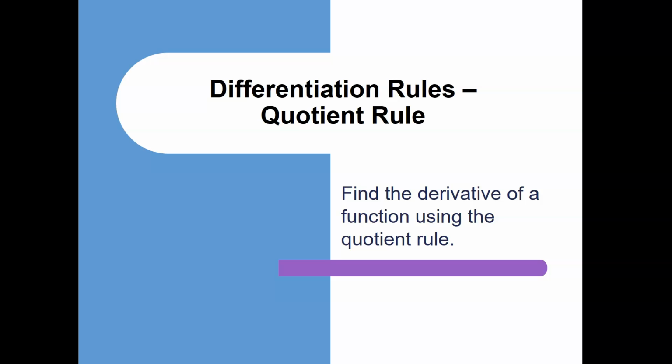What does the word quotient mean in mathematics? Division. So yesterday we did the power rule and the product rule. Product is multiplication, so that was the multiplication rule. Today we're going to do the division rule, which is the rule for fractions of functions. So we're going to have function f divided by function g.